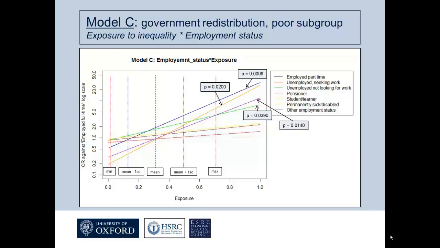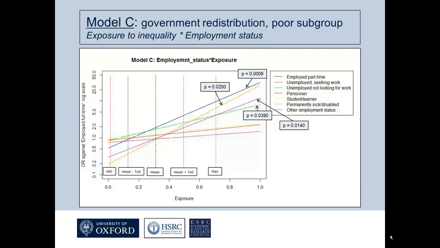Similarly, at 1 standard deviation below the mean on the exposure of the poor variable, the odds of an unemployed and not seeking work respondent answering above a response threshold are 1.14 times greater than employed full-time, and at 1 standard deviation above the mean on the exposure of the poor variable, these odds increase to 2.56 times greater than people who are employed full-time.